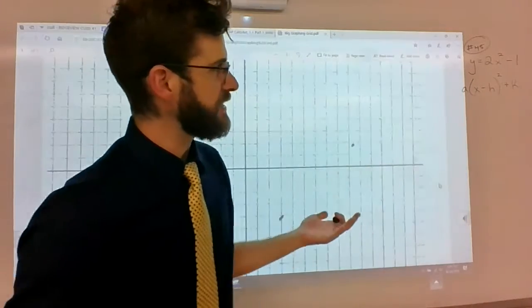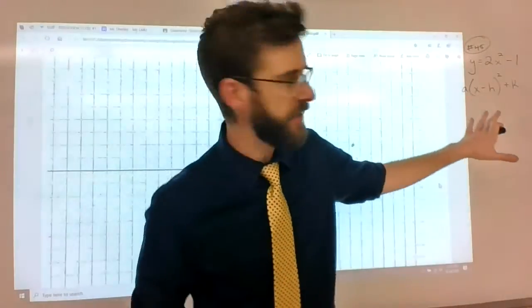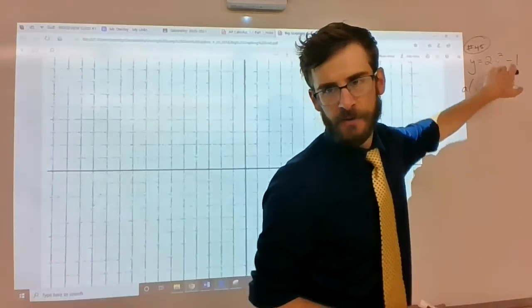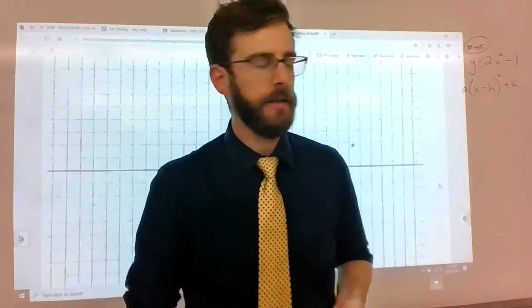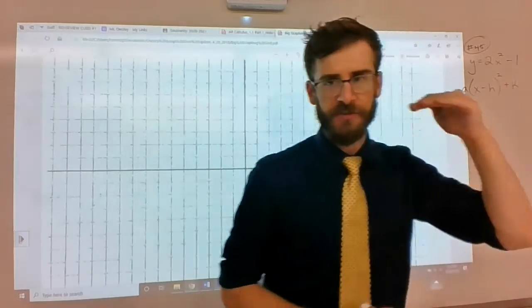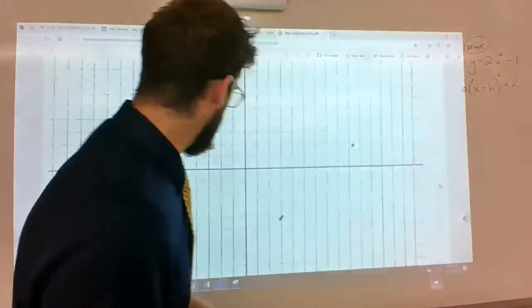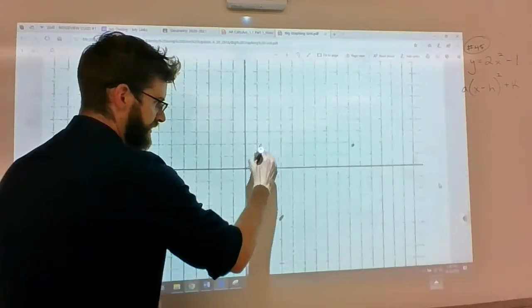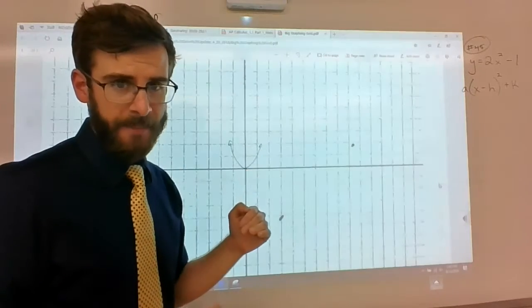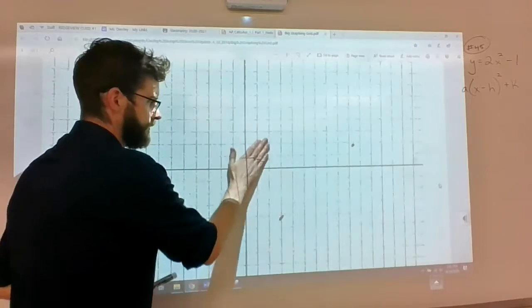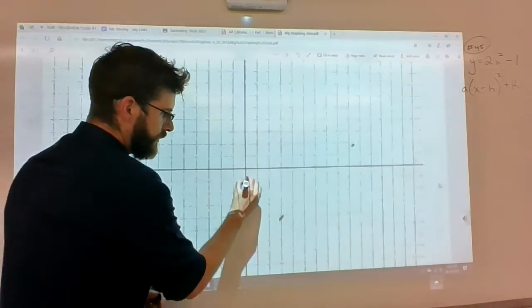So at this point, it looks like we have no left or right shifts because there's no grouping symbols outside of the square. The 2 in front, the a, though, is going to make it skinnier, and the minus 1 is just going to shift it down 1. So a regular parabola looks pretty much like this. We're shifting it down 1 and then making it skinnier. So the down 1 right here.